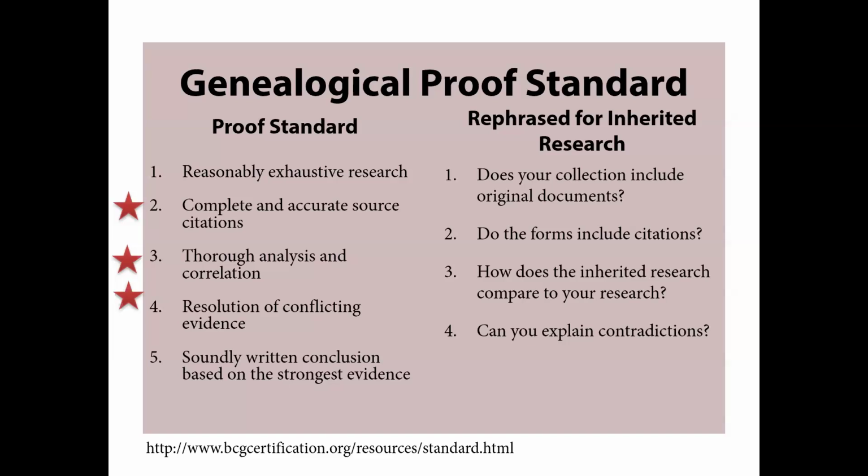Now, if we look at the points here, the most important ones for inherited research are numbers two, three, and four, because those are the ones we're going to use most often. So we might rephrase these points as: does your collection include original documents? That's looking at the exhaustive research. Do they include citations? How does the inherited research compare to your research? So trying to look at that thorough analysis and correlation. And can you explain any contradictions? So resolving that conflicting evidence.